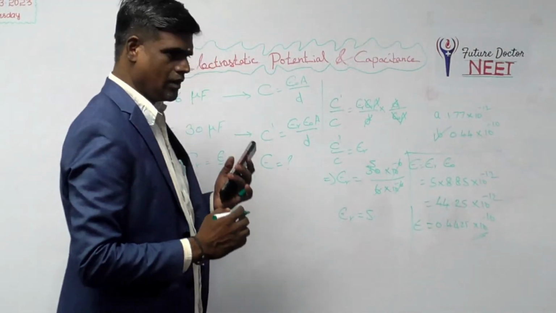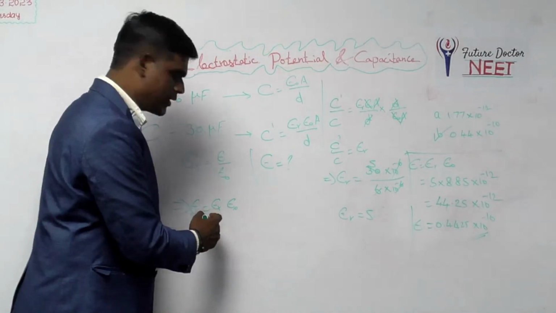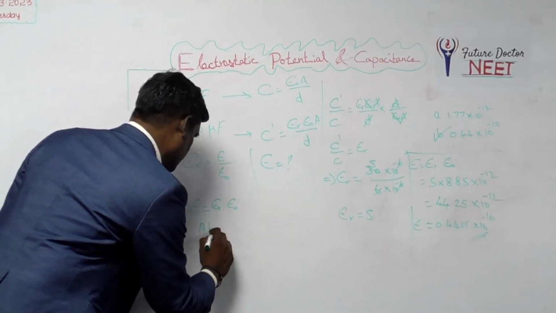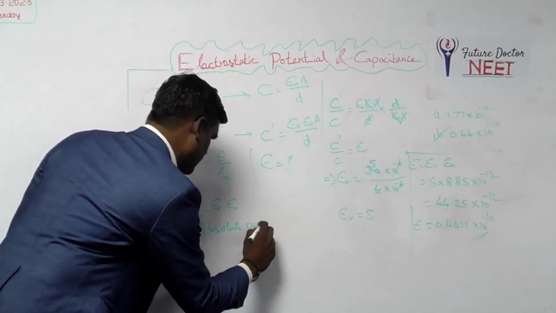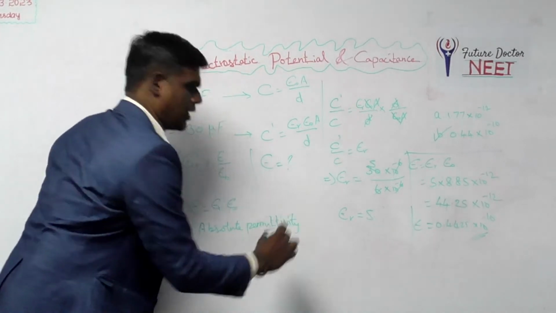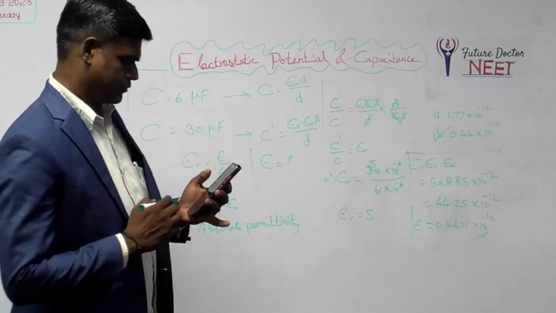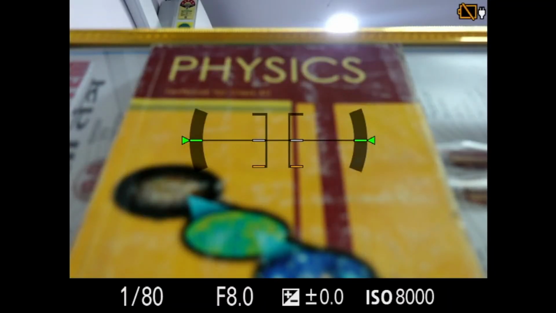Epsilon is the permittivity of the medium. Another name of permittivity of the medium is absolute permittivity. In the definition I said absolute permittivity. What is epsilon r? Epsilon r is the relative permittivity or dielectric constant.